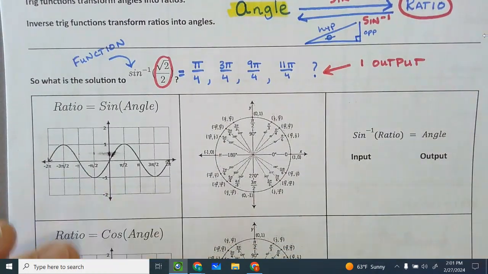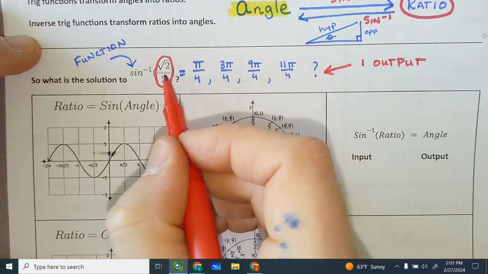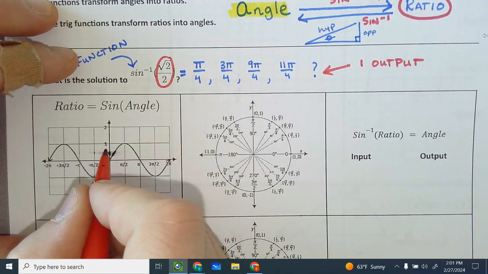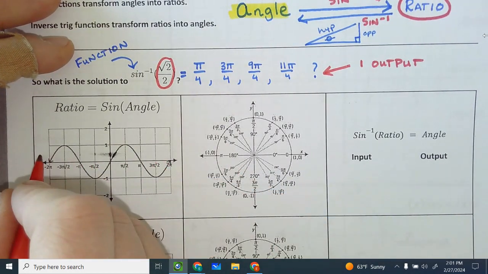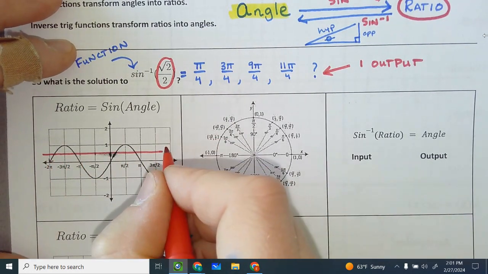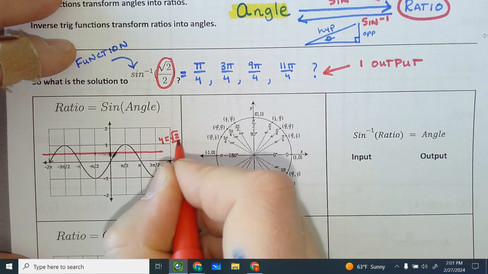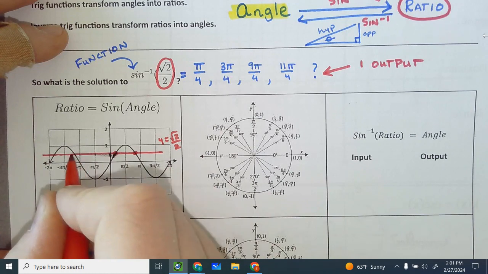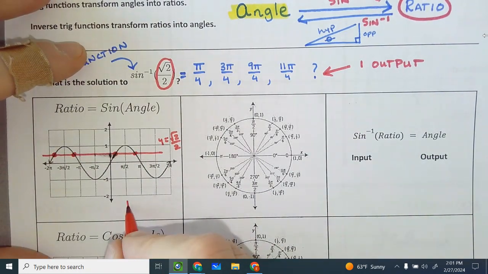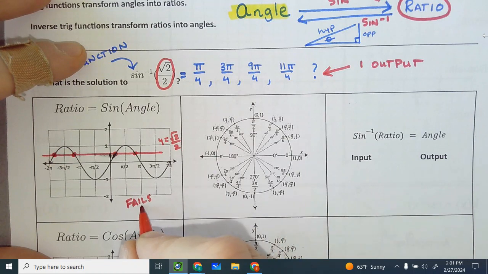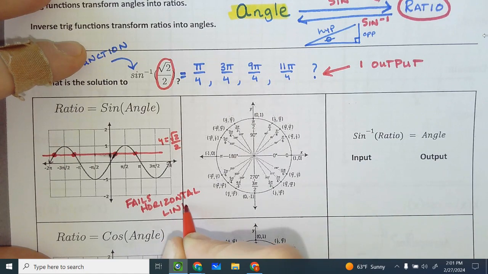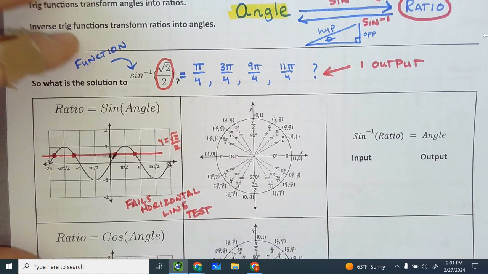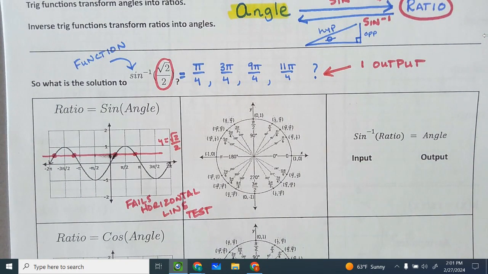Let me talk about that a little bit down here. I'm going to come down to the graph. Roots of 2 over 2 is our ratio. Roots of 2 over 2 would be somewhere around here. It's a little bit smaller than 1. It's like 0.7 or so. So I'm going to draw a line right here at y is equal to roots of 2 over 2. See how it's hitting the function at multiple points? That means that it fails the horizontal line test, which is something we talked about back in the fall when we were first studying inverses. And we have to find a way to make it pass the horizontal line test.